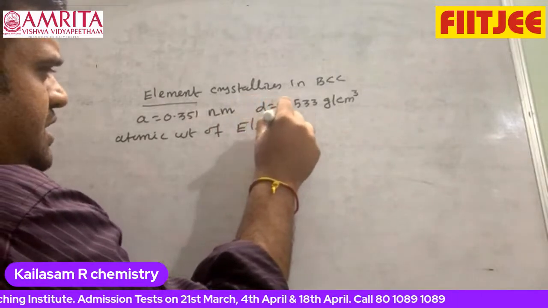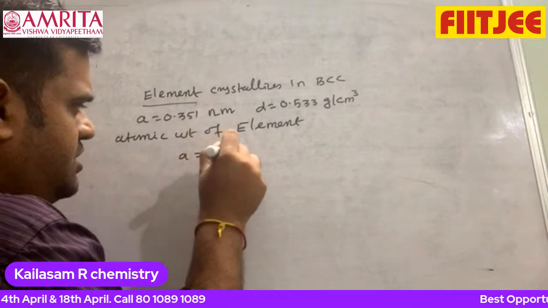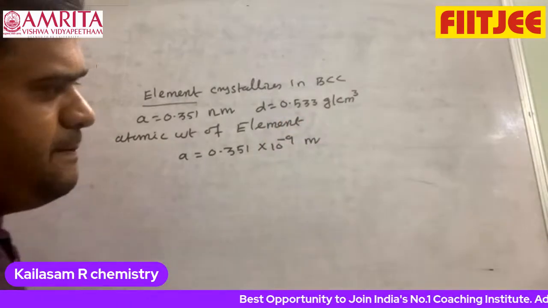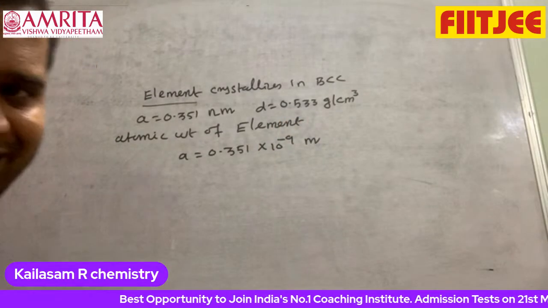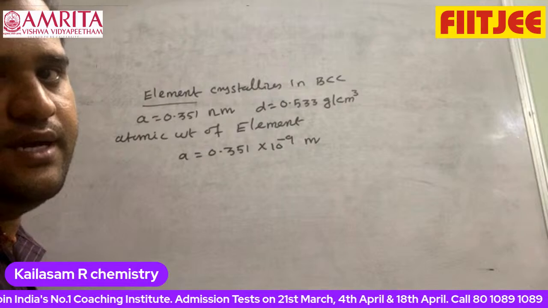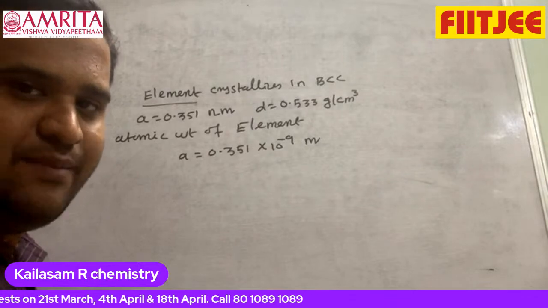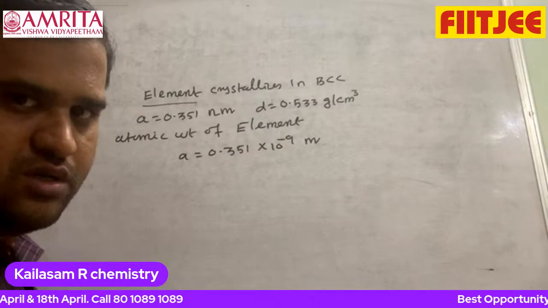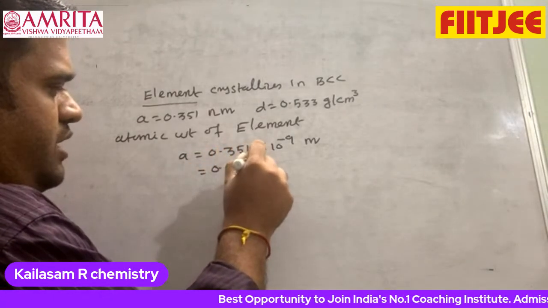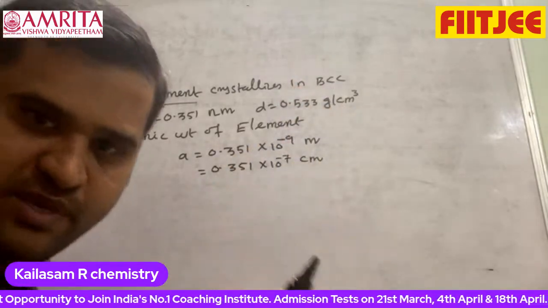I'm taking a very simple question. So now a, first write it. a is equal to 0.351 into 10 power minus 9 meter. How to convert? Please keep it in mind. Meter to centimeter means multiplying by 100, that is 10 power 2. That means we can say 0.351 into 10 power minus 7 centimeter. Then only the unit will be correct.